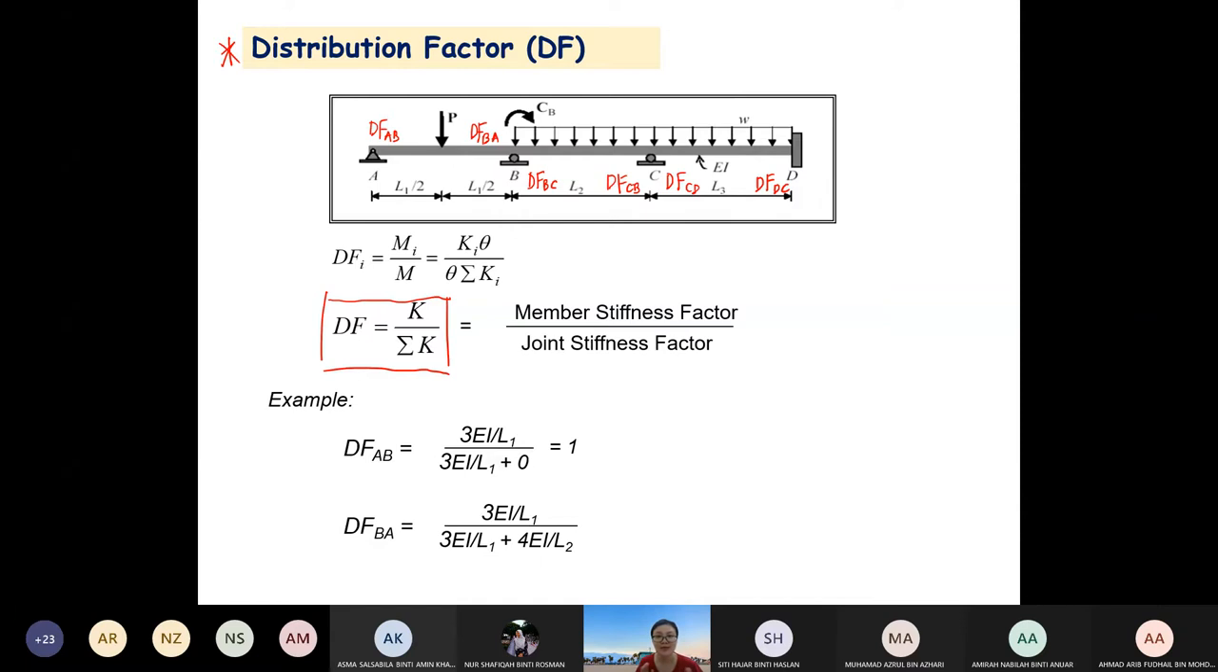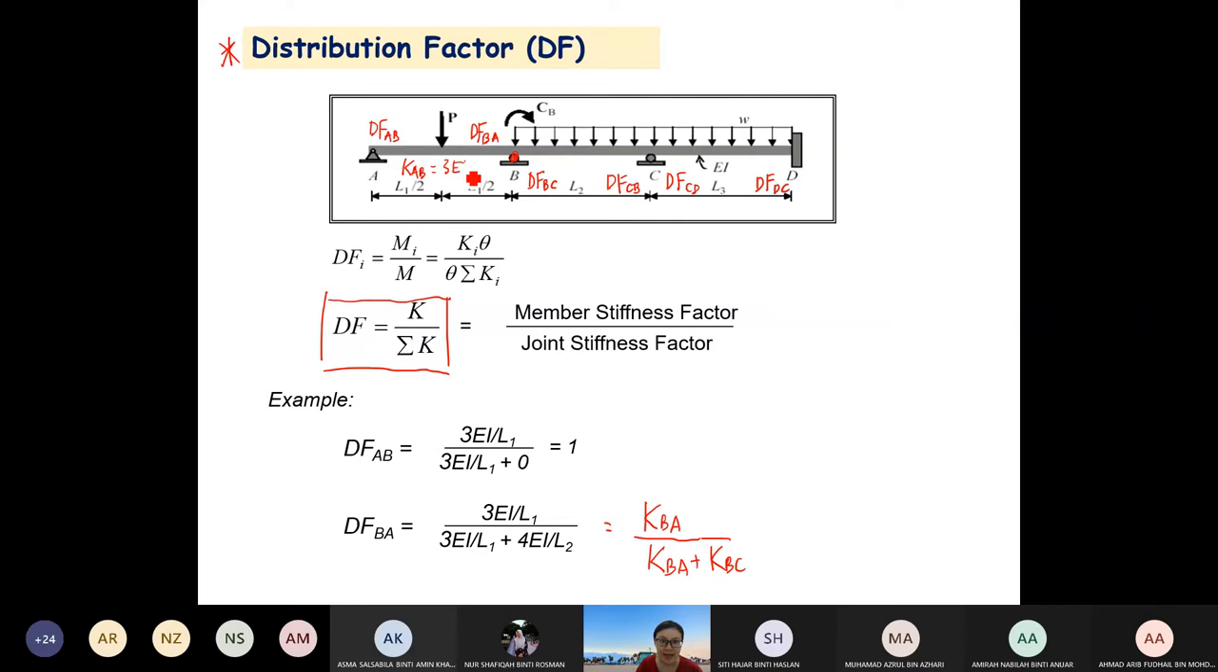Of course, I will tell you some things that you can cut short. For example, the distribution factor BA: the equation is KBA, the member stiffness factor, divided by the joint stiffness factor at B, because BA is at B, so it will be KB. So the formula is something like that. And KB, you know, is actually KBA plus KBC. If you want to write it in member stiffness factors, this will be the equation. Okay, let us find the KBA. Before we proceed, let us get the revision back. So what is the KAB here?